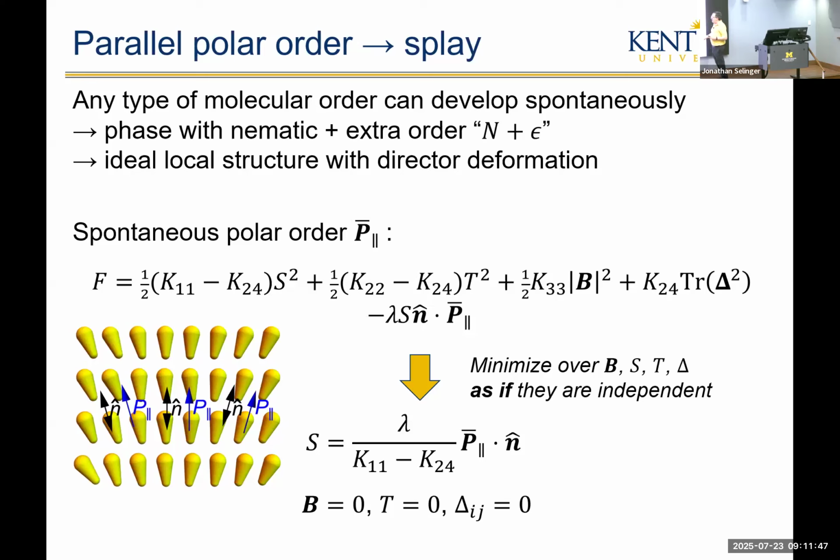Okay, likewise, if you have molecules shaped like cones and there's a population difference between cones pointing up and cones pointing down, then the optimal director configuration has some splay like this, and likewise in the plane out of the board. Okay, and so that makes a situation where the optimal configuration has non-zero splay, zero bend, zero twist, zero delta.